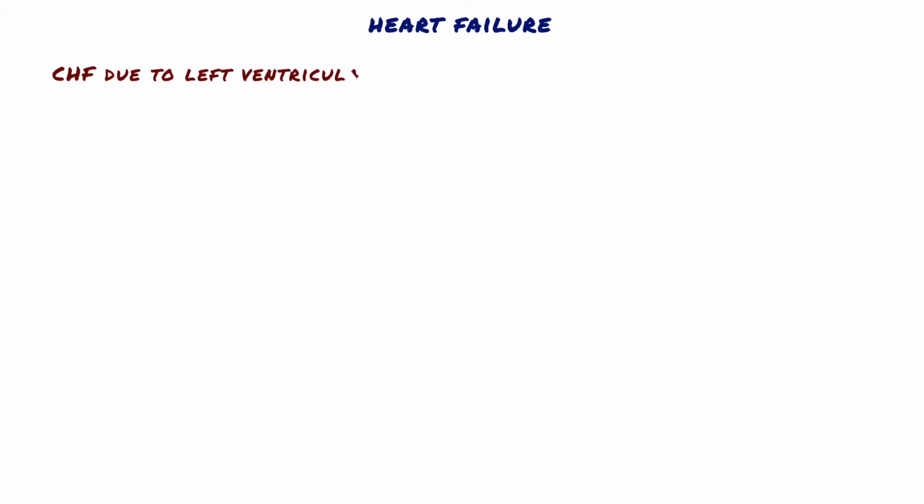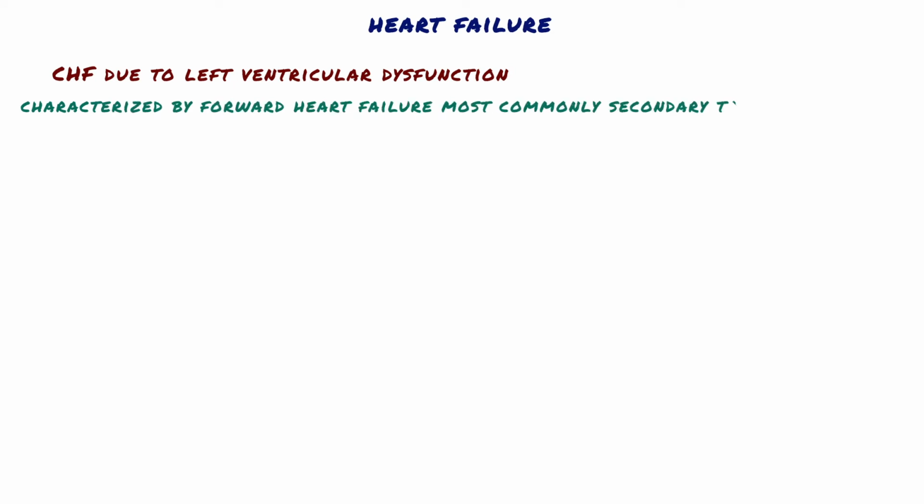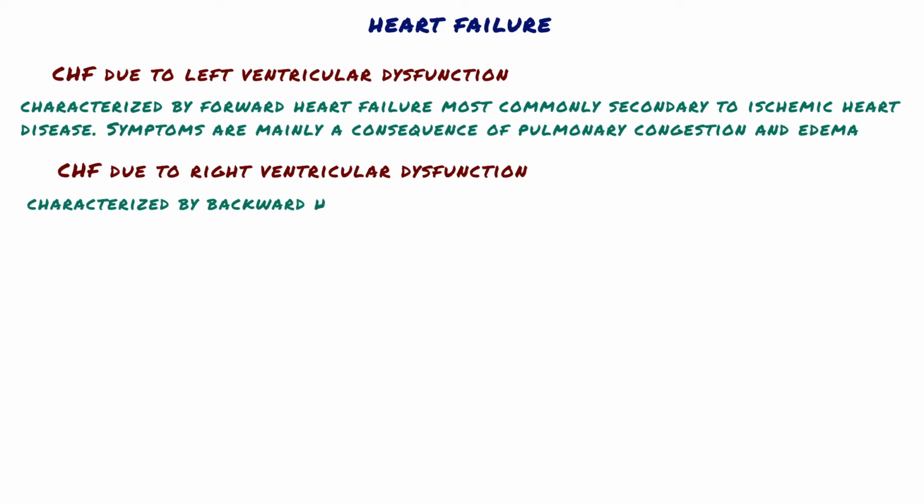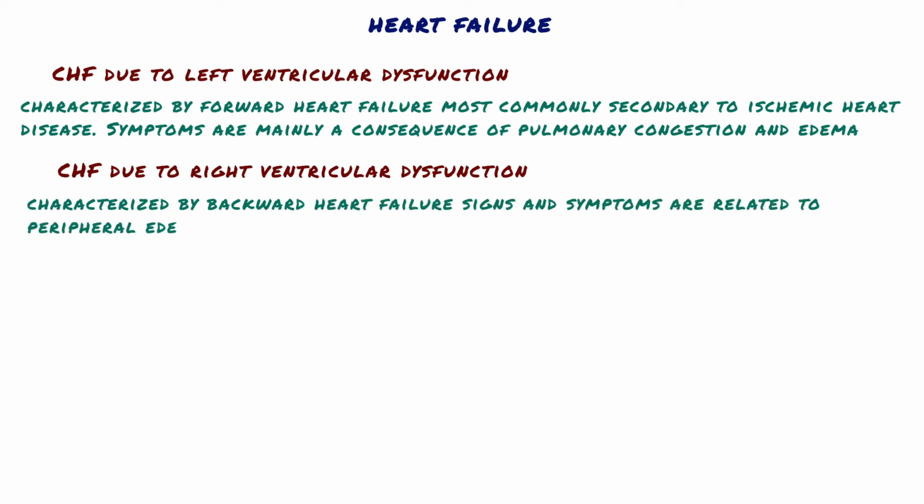CHF due to left ventricular dysfunction is characterized by forward heart failure, most commonly secondary to ischemic heart disease. Symptoms are mainly a consequence of pulmonary congestion and edema. CHF due to right ventricular dysfunction is characterized by backward heart failure; signs and symptoms are related to peripheral edema and visceral congestion. The cardiovascular system's aim is to maintain cardiac output.